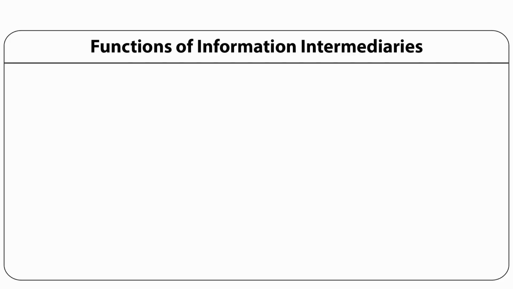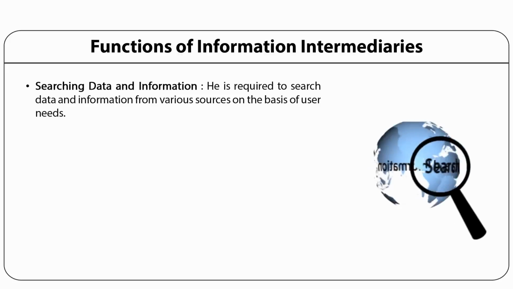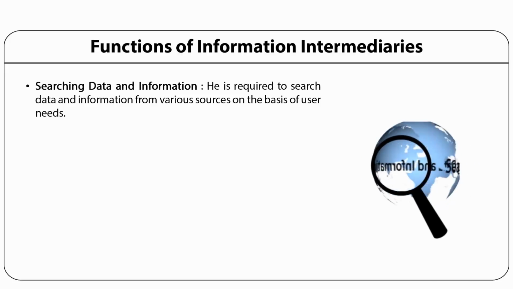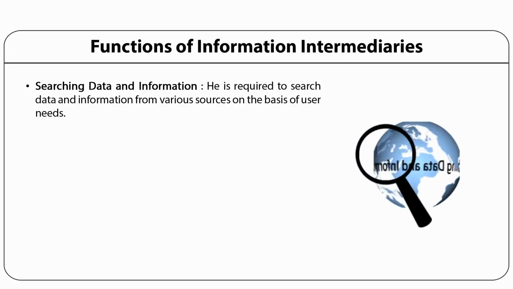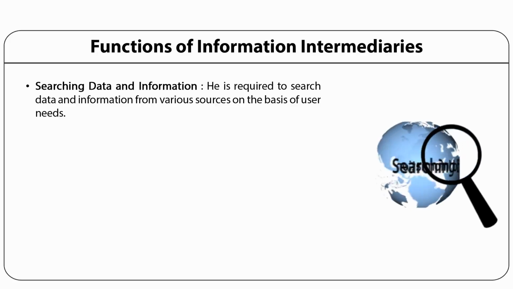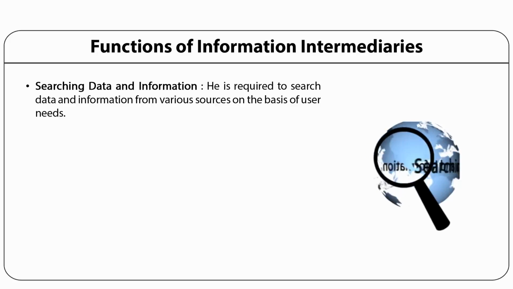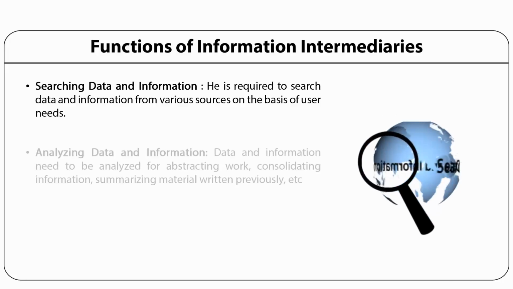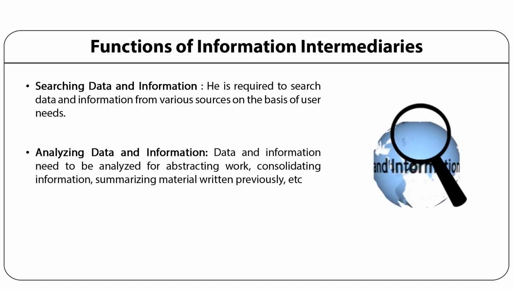Once we know this, we also need to know the functions which the information intermediaries would perform. The first function they perform is searching data and information. Information intermediary is required to search data and information from various sources on the basis of user needs. Another function is analyzing data and information. Data and information need to be analyzed for abstracting work, consolidating information, summarizing material written earlier, and so on.